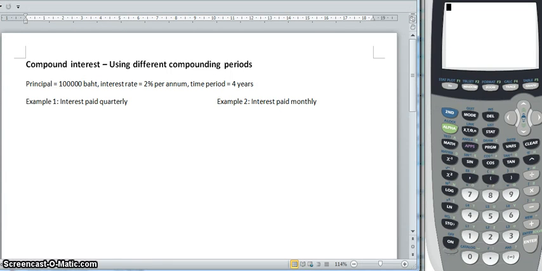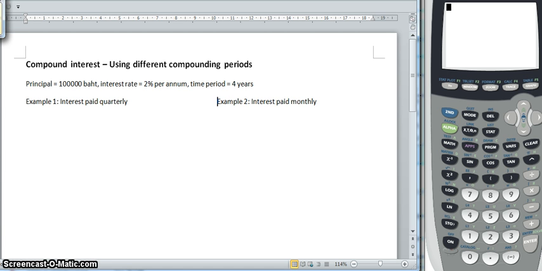Okay, so we've got compound interest again, and this is a continuation of a previous video, and we're just going to take this a little bit further. However, we are going to use the same principle with the 100,000 baht. The interest rate is still 2% a year, and the time period is still 4 years. The difference here is we're going to be using different compounding periods.